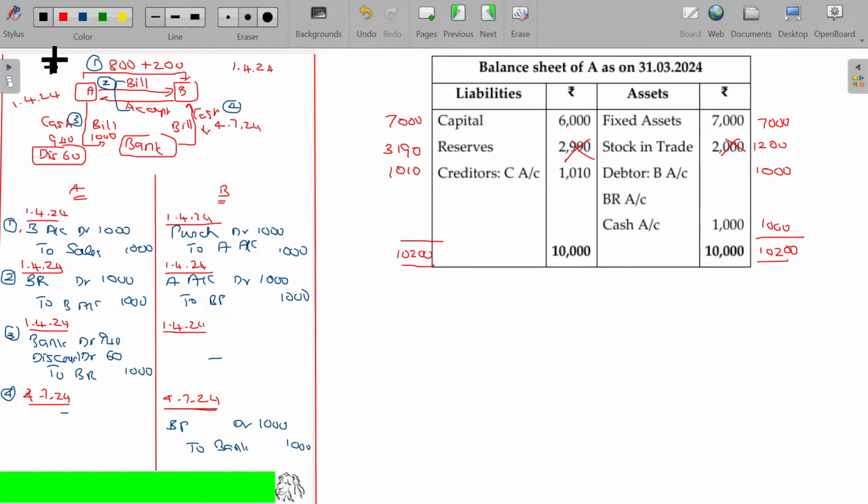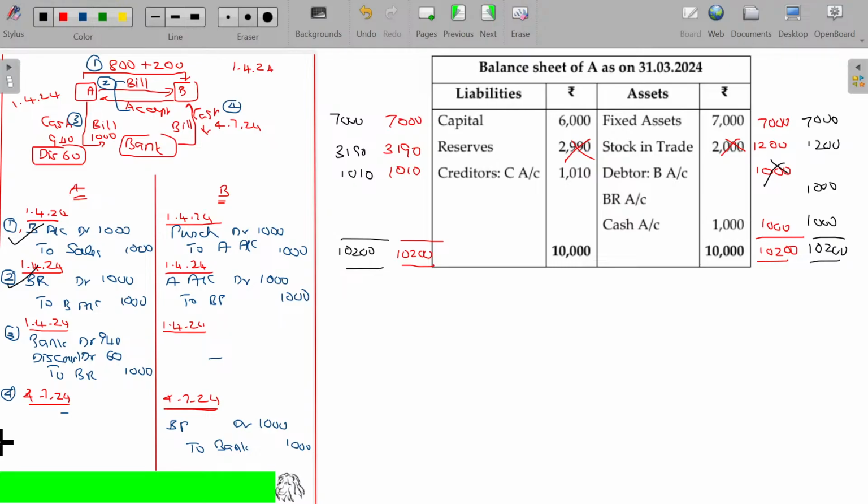Now, after the second transaction, what happens? B got cancelled. Instead, BR will emerge. All other items are the same way it's appearing. No change in the liability side. Is that clear?